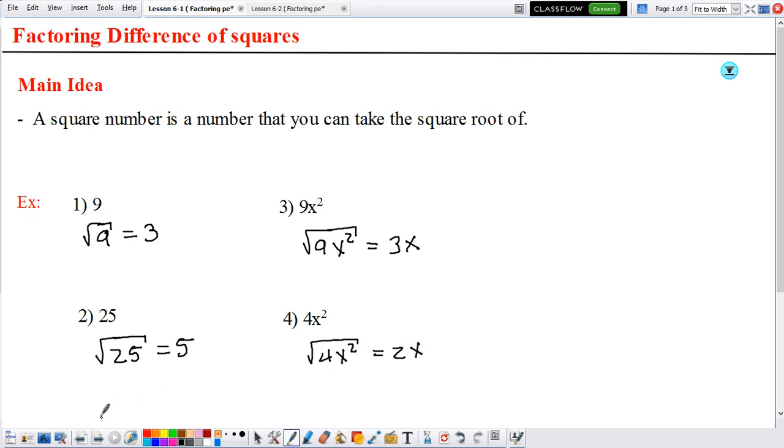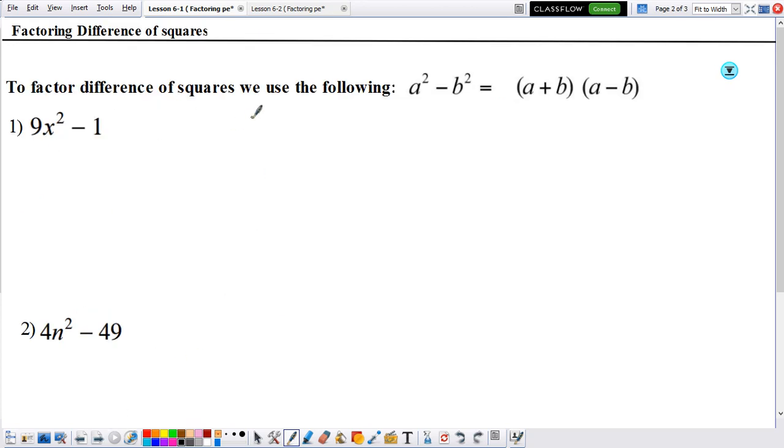So now, let's look at some examples. Here's our task: we try to factor the following. This is called a difference of squares. When we have a difference of squares, we can factor it using the following formula: a squared minus b squared equals a plus b times a minus b.